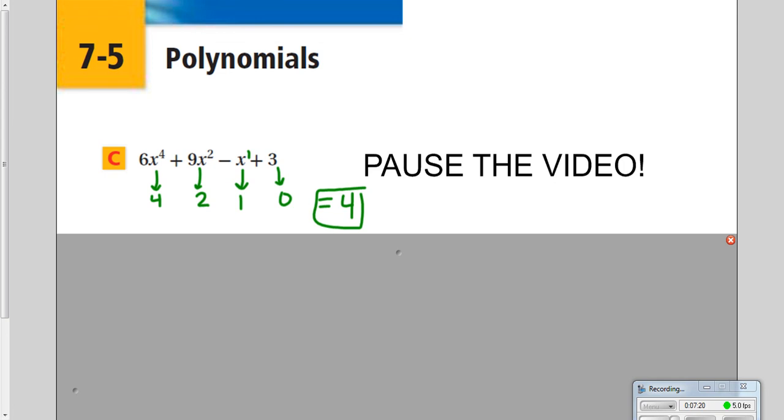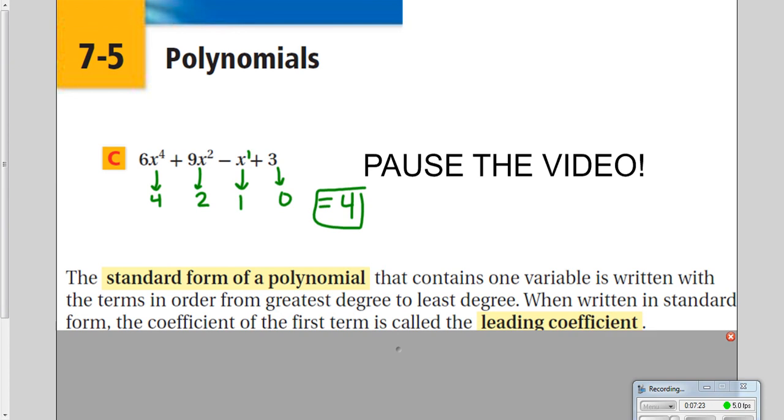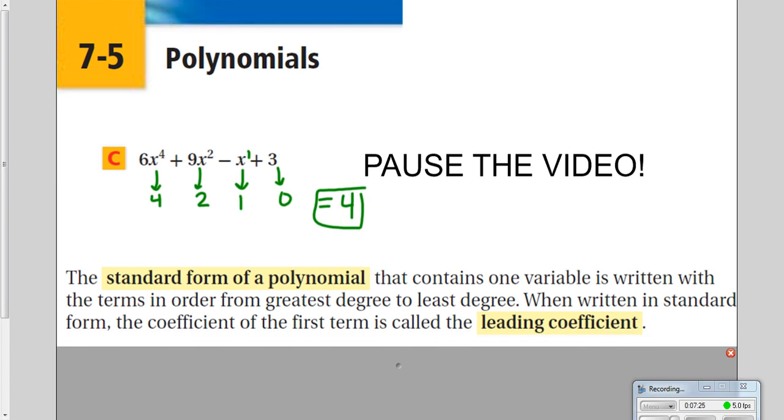Okay, so hopefully you are ready to go on. Now we're going to talk about the standard form of a polynomial, okay? We're actually only going to talk about this in terms of having one type of variable. It says that contains one variable, but really it's just one type of variable, like all x's all the way across, like you see up here on letter C, okay? Or all y's or something like that.